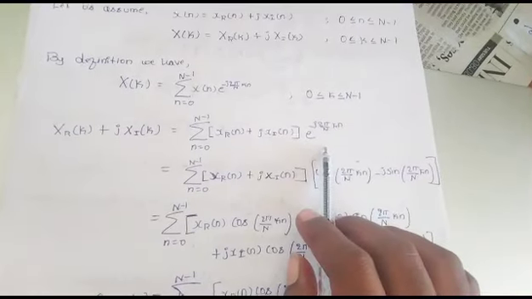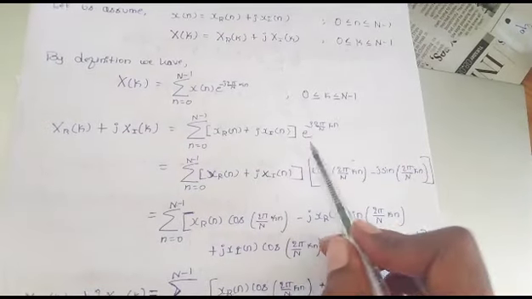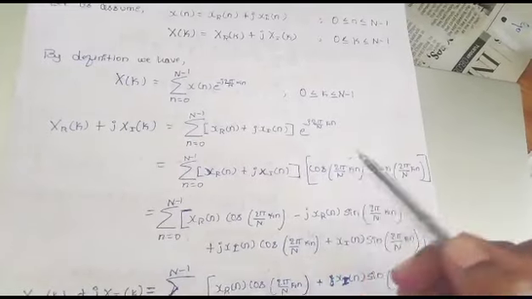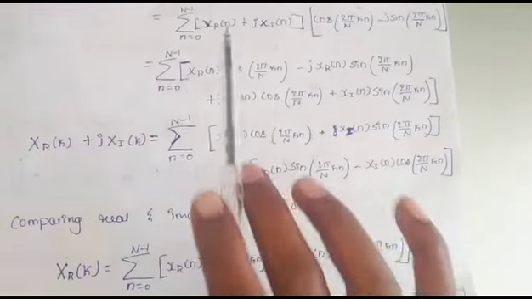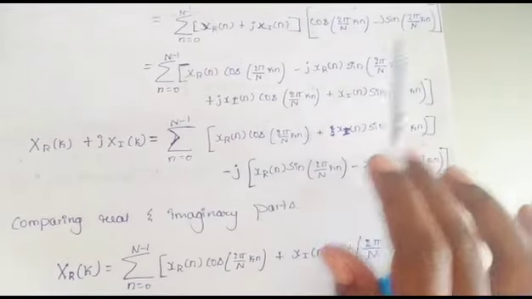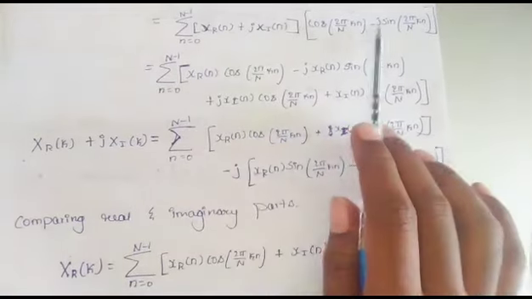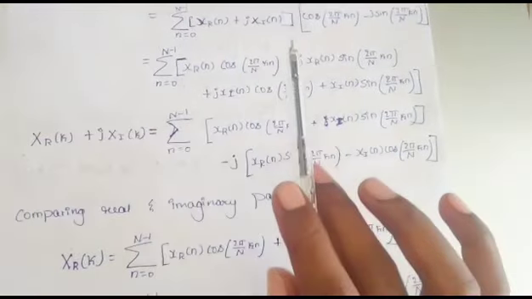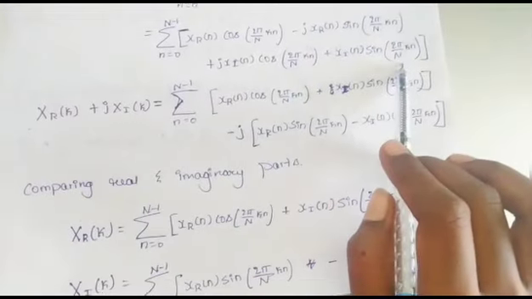We know the formula that e to the power of minus j theta is equal to cos theta minus j sin theta. So here we have e to the power of minus j 2 pi by n into kn, so we get cos 2 pi by n kn minus j sin 2 pi by n kn. Here we have to multiply each term, that is xr of n into cos 2 pi by n into kn, then xr of n into minus j sin 2 pi by n into kn, then j xi of n into cos 2 pi by n into kn, then minus j square xi of n into sin 2 pi by n into kn. Here we get j square, and j square value is minus 1, so minus into minus is plus, so plus xi of n into sin 2 pi by n into kn.